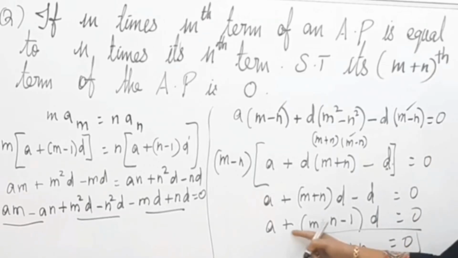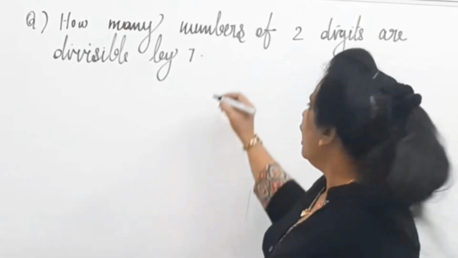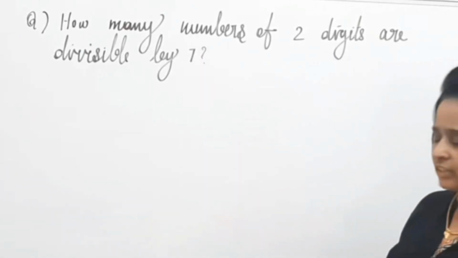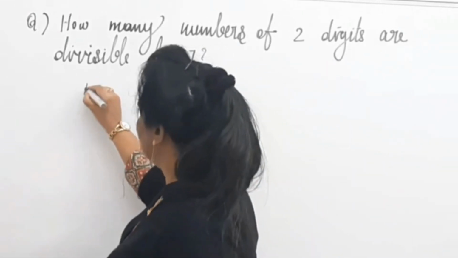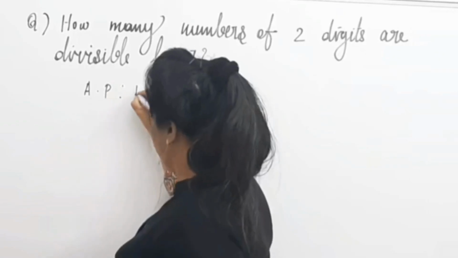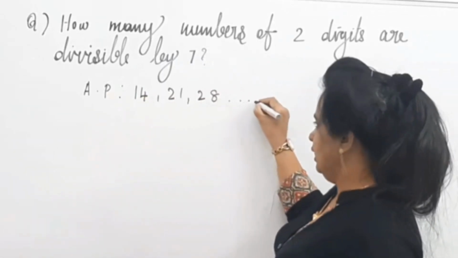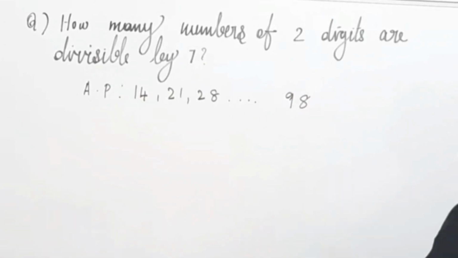Hence proved. This equation is nothing but a m plus n, which is equal to 0. Hence proved. Children, how many numbers of 2 digits are divisible by 7? So the 2-digit number starting as my AP becomes 14. Next number is 21. Next is 28. And I know the last 2-digit number is 98. I have to count how many numbers are there which would be divisible by 7.